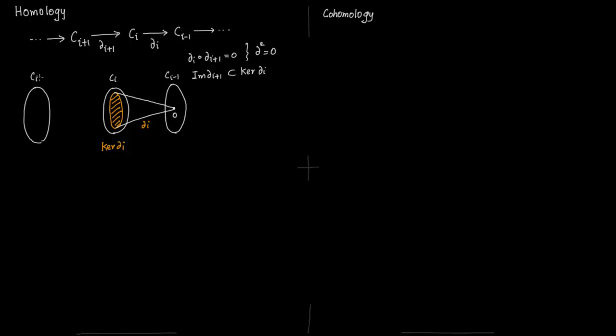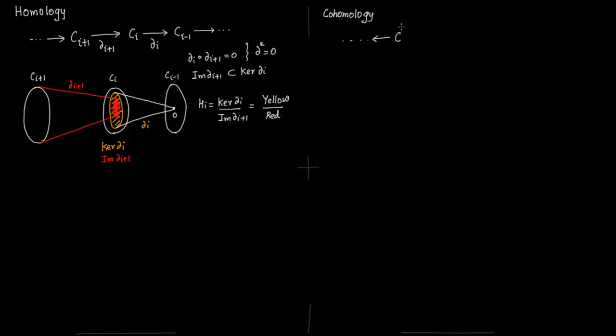Then you have this free group C_{i+1} and delta_{i+1} acts on it, and it maps it inside the kernel of delta_i. So that is our condition: you first apply delta_{i+1} and then delta_i, you get 0. So the image of delta_{i+1} is in red and it lies inside the kernel. So the homology was the kernel of delta_i over the image of delta_{i+1}. That is nothing but yellow modulo out the red in the free group C_i.